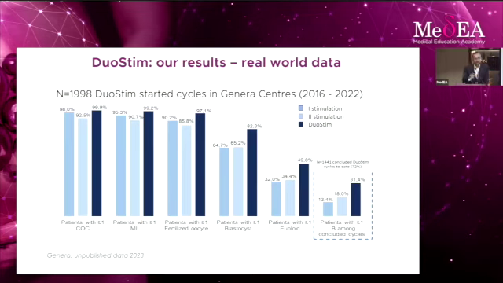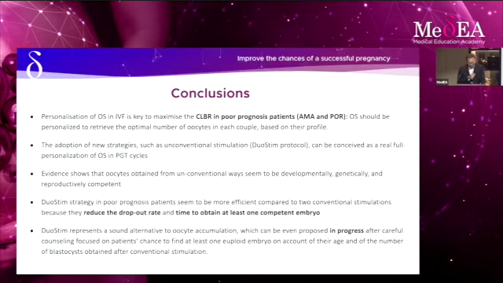Of course, this is a strategy. This is not a magic way to manage poor prognosis patients, but just a strategy, because we need to tailor our treatment. And the tailoring today is not to modify the dose of the medication. Tailoring means to try to modify our approach according to the ovarian response, according to the number of embryos that we have, according to the clinical situation. This is the reason why, of course, we need to collect the data. We need a good study.